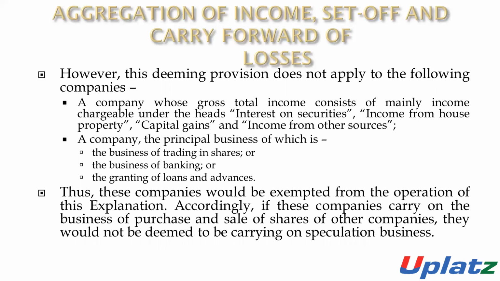Number one, a company whose gross total income consists mainly of income from interest on securities, income from house property, capital gains, and income from other sources. If there is any company whose gross total income mainly includes these heads, then such provisions shall not be applicable to such a company.